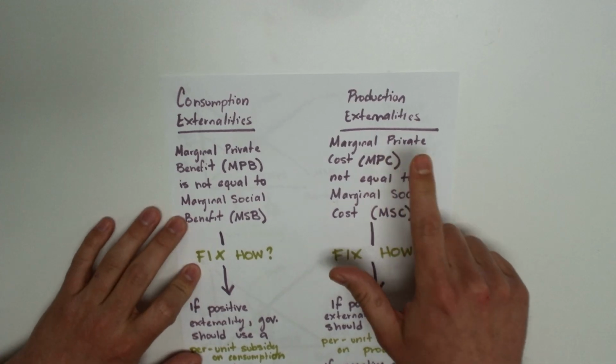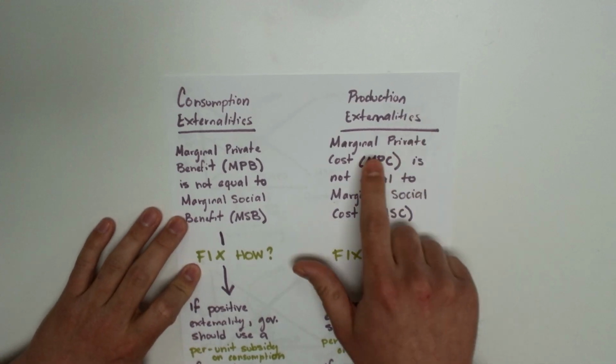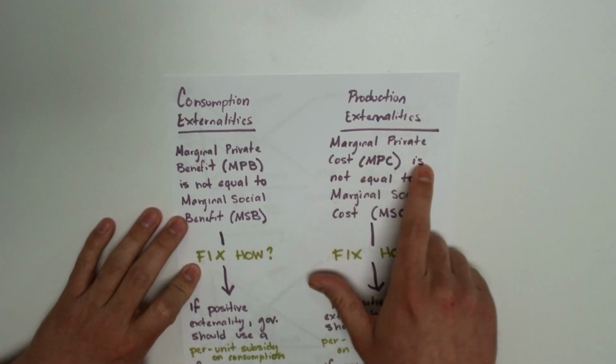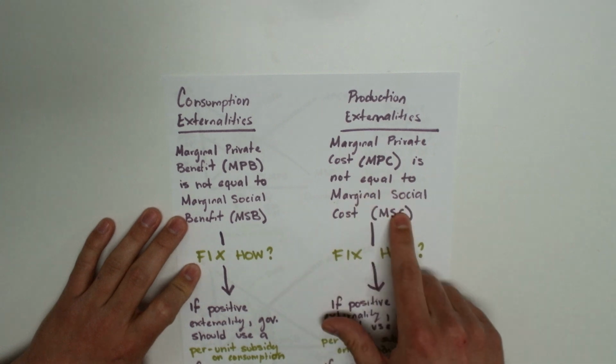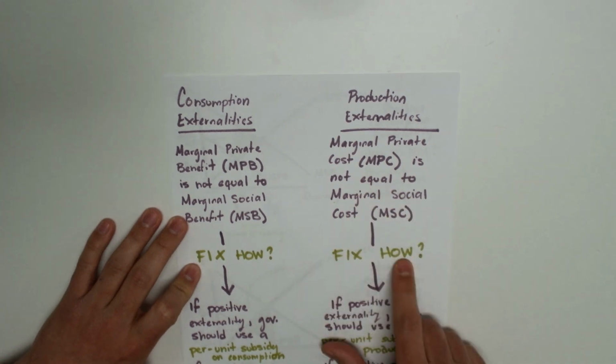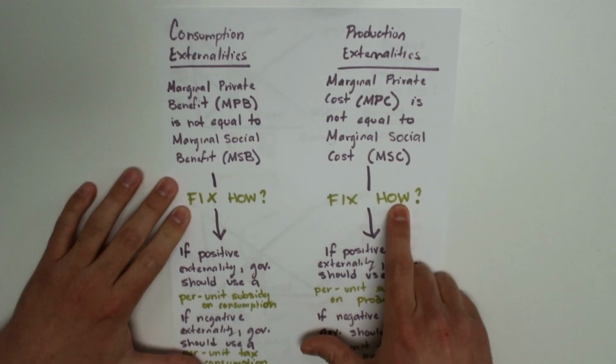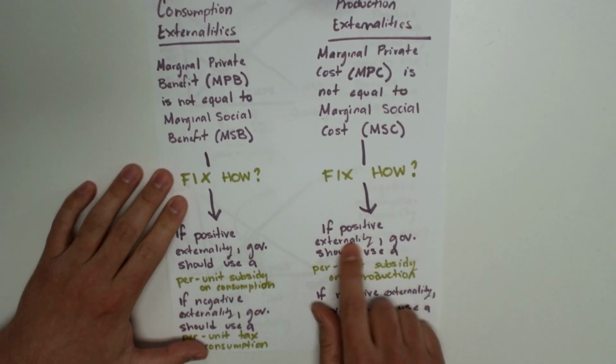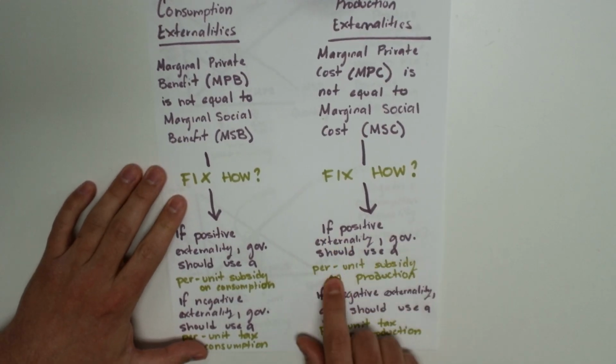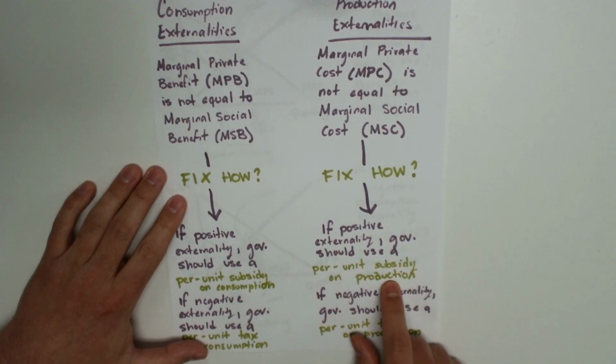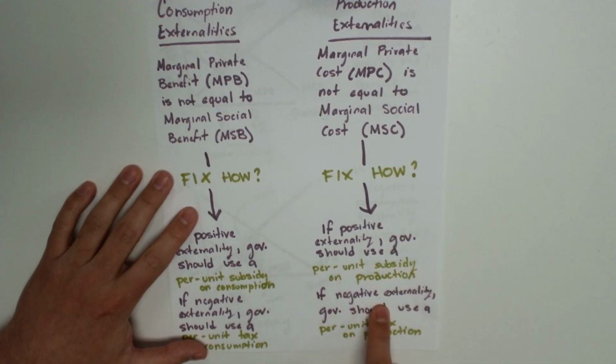For production externalities, this means that the marginal private cost is not equal to the marginal social cost. How is the government going to fix this? Well, if there is a positive externality, the government should use a per unit subsidy on the production of the item. And if there's a negative externality, the government should use a per unit tax on the production of the item.